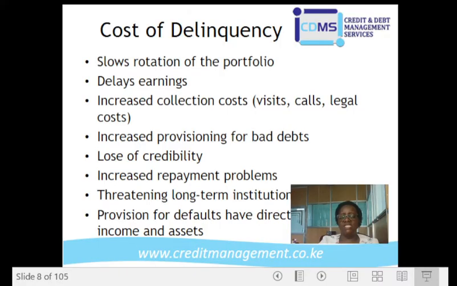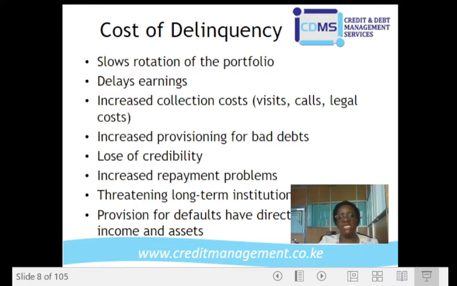And one of the costs that you can talk about mainly is what we call slow rotation of the portfolio. So the portfolio will not rotate as you anticipated. Rotating the portfolio, here we are saying that if we had people who are waiting to be funded today with the funds that we were to receive today from our customers, it means that those proposals cannot be funded because there was a delay in the payment from the customers.